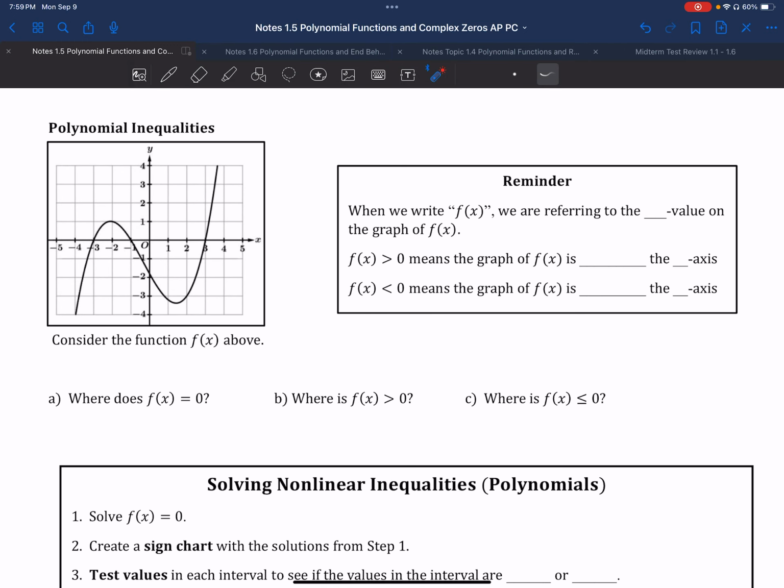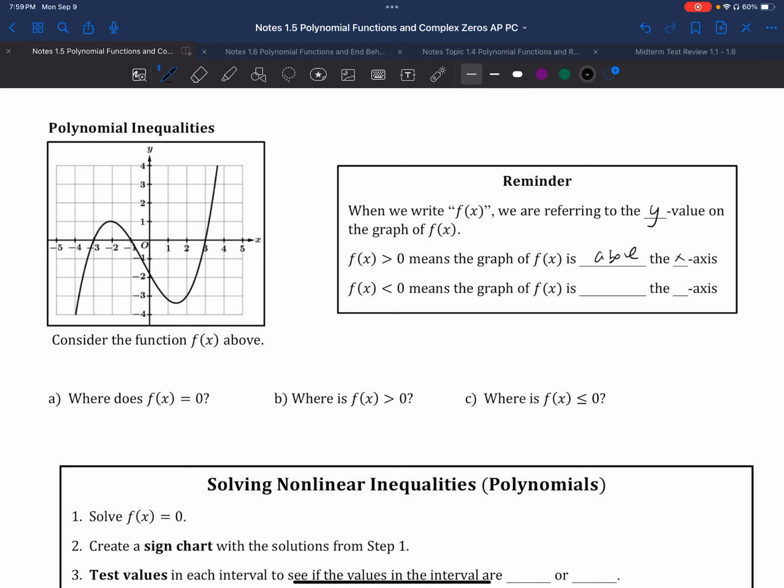We can also solve polynomial inequalities using a graph. So when we write f of x, don't forget we're referring to the y values on the graph. And then if we say f of x is greater than 0, that means that the graph of f of x is above the x-axis.